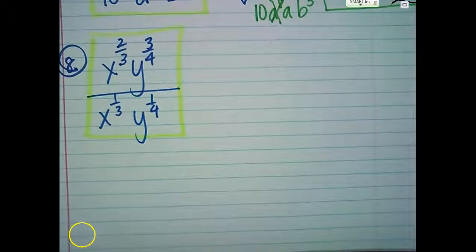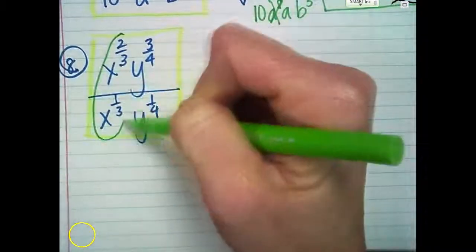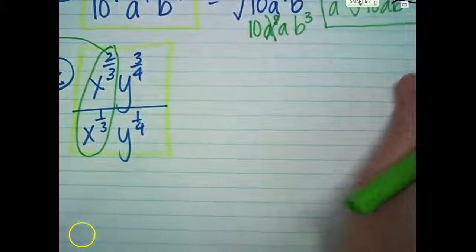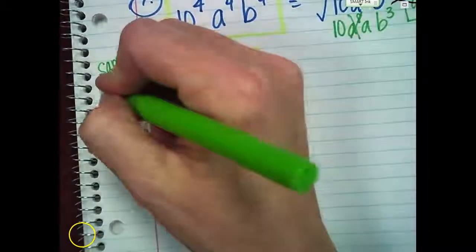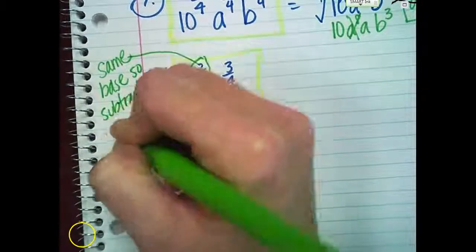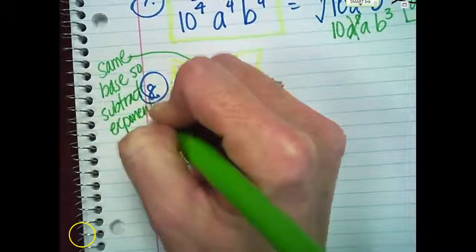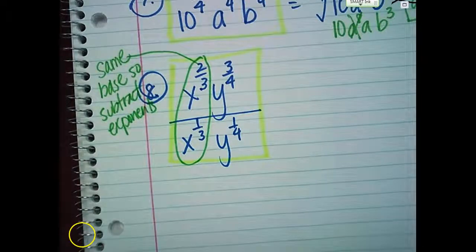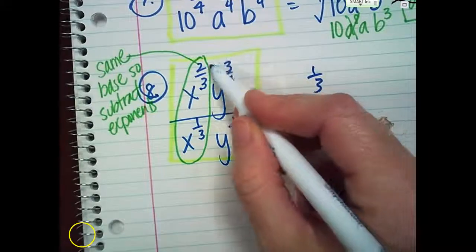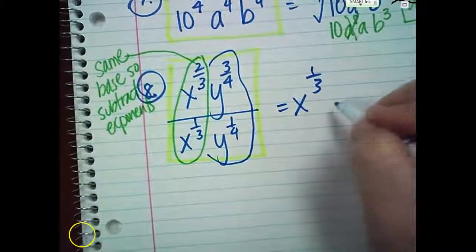Okay, so same base. You can write yourself a note if you didn't just know the answer to that question. Same base, so subtract exponents. So remember, same base, you're going to subtract the exponents. So what's 2/3 minus 1/3? That's a tough one, right? Alright, and then go to this one. What is 3/4 minus 1/4?